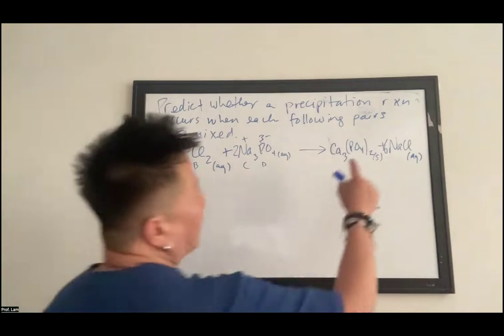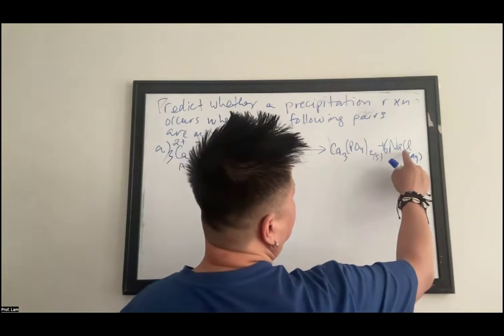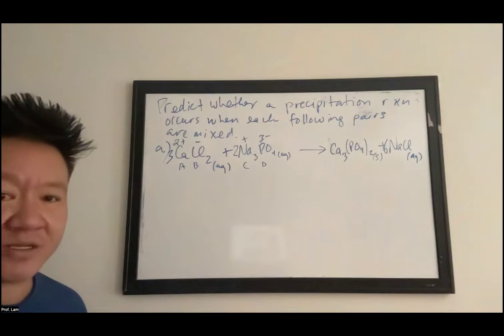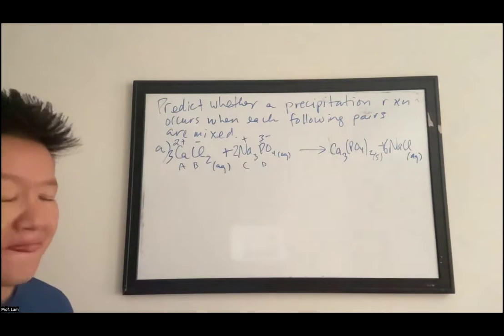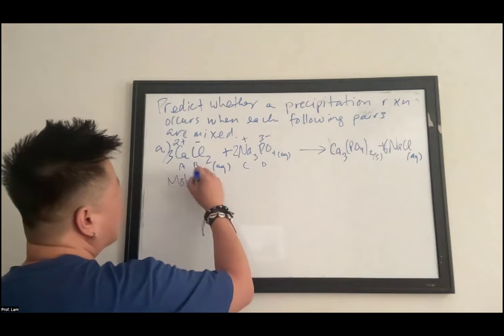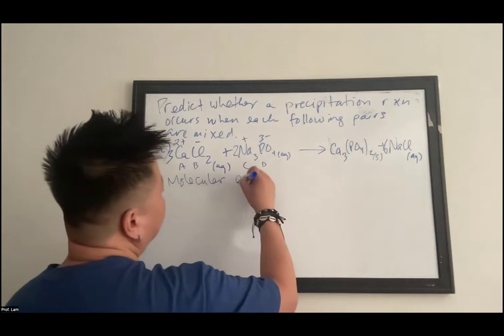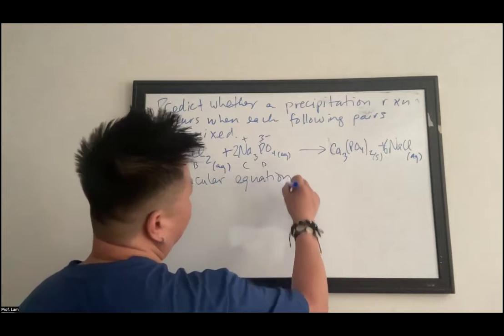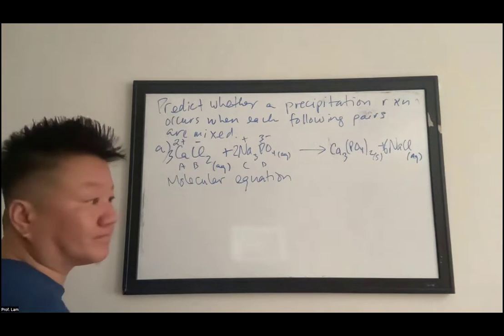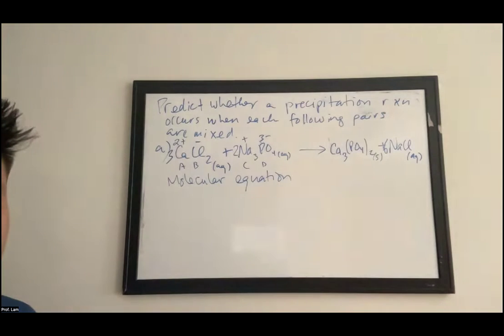And then 6 chlorides, which I count over here, 6 chlorides. Now everybody's balanced. By the way, we call this equation the molecular equation. What we've been writing here is the molecular equation. All right, let's go to another example.